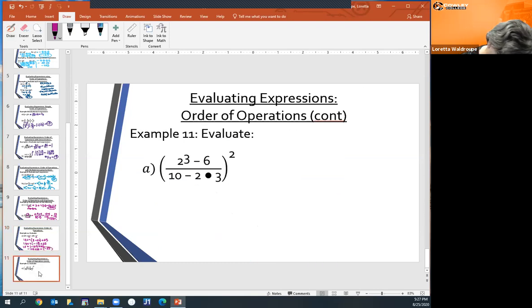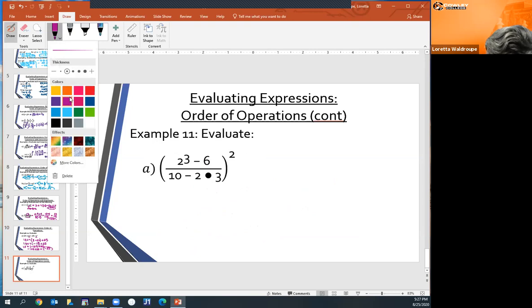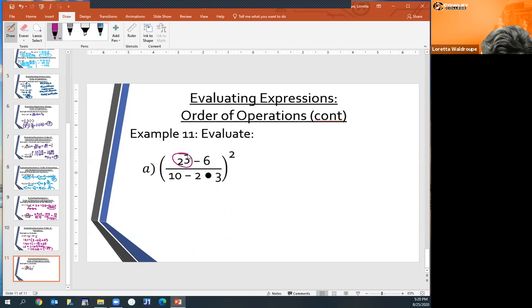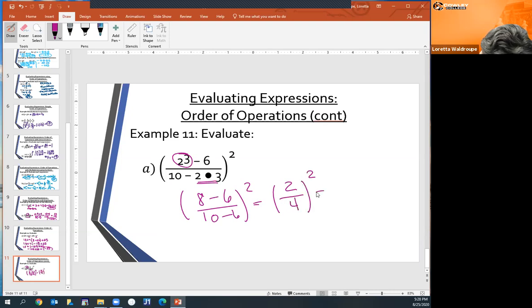One more. We're going to simplify what's inside first. 2 cubed, so that's 8 minus 6 over 10 minus, and here we're going to do a multiplication. 8 minus 6 is 2. 10 minus 6 is 4. 2 over 4 reduces to 1/2. And 1 times 1 gives us 1 on top. 2 times 2 gives us a 4.